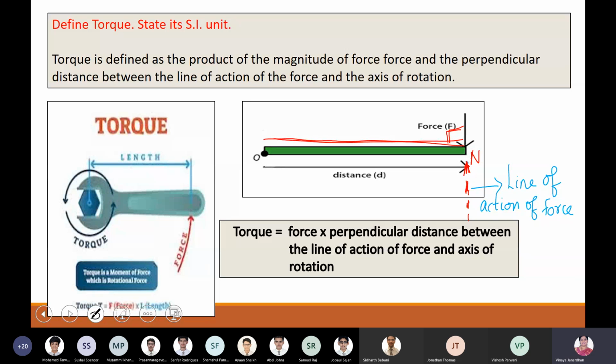This is your line of action of force. Your axis of rotation is perpendicular to the plane. Boys, please understand. Your line of action is lying on the plane of the monitor. Your axis of rotation is perpendicular to the plane of the monitor. Is that clear? It's not a live class, I'm finding it difficult. So your force is acting in the downward direction, along the plane of your monitor. Your line of action of the force is acting along the plane of the monitor.